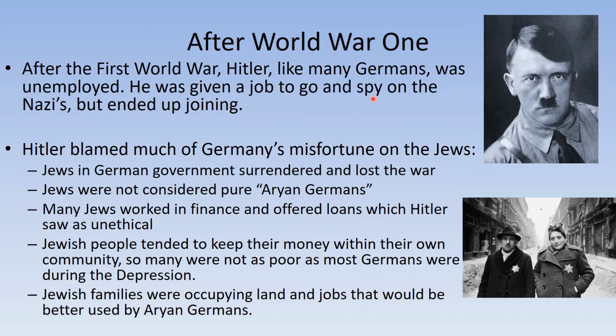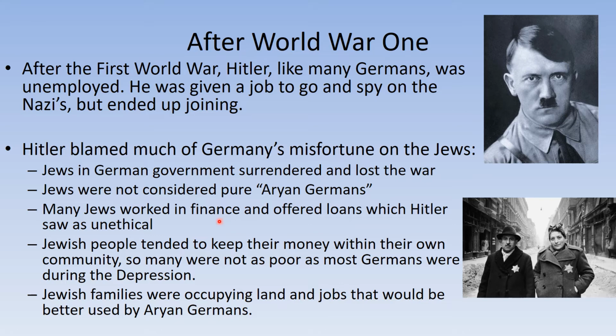Now, throughout those meetings, Hitler started to formulate some ideas about why Germany was having the problems they were experiencing, and he blamed a lot of the issues on Jews who lived in Germany. Now, he said that Jews who worked in German government were actually the ones who surrendered during the First World War, so it's their fault that Germany lost. Jews weren't considered to be pure Aryan Germans, and the term Aryan just means that if you traced your lineage back, both of your grandparents would be fully German. There wouldn't be any Jewish blood within them.